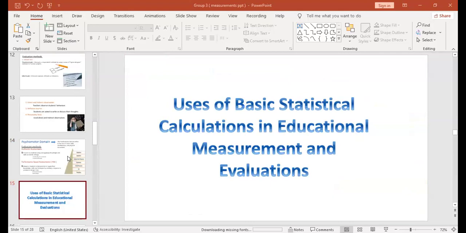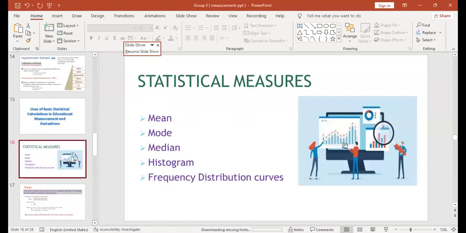Can you share the slide? Can you share the next slide?